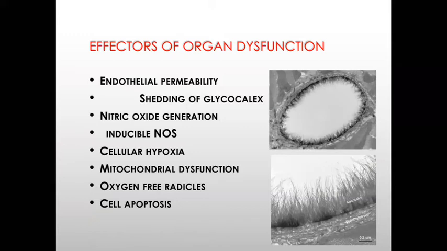Now, the endothelial also reacts in a different way, in that it starts to shed the glycocalyx. So the glycocalyx, this is an electron micrograph of a capillary showing these fronds of glycoprotein that float in the bloodstream. And these fronds are very, very fragile and ephemeral. They disappear very, very quickly.